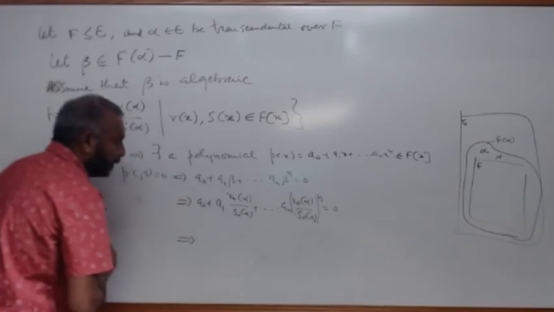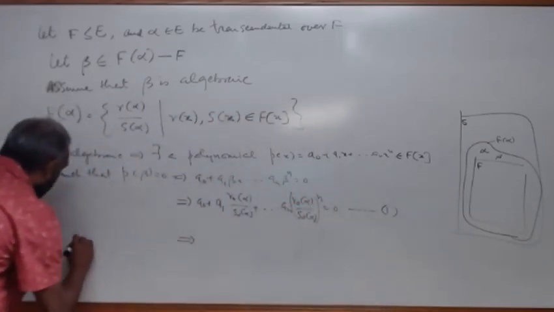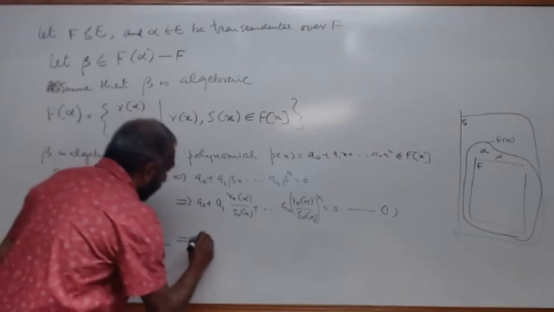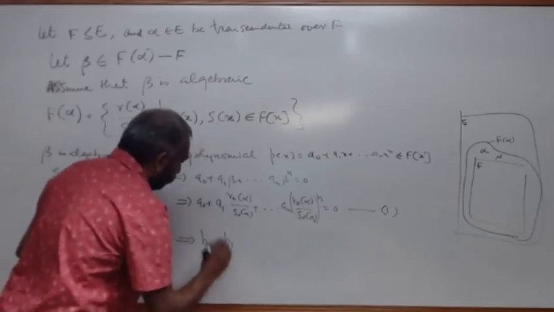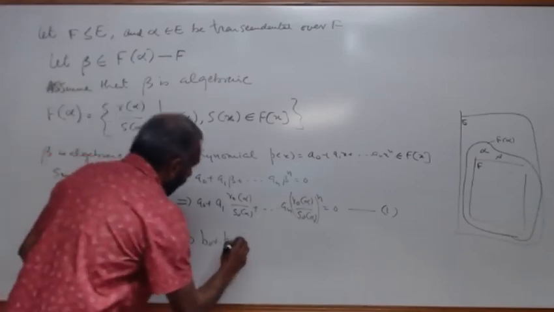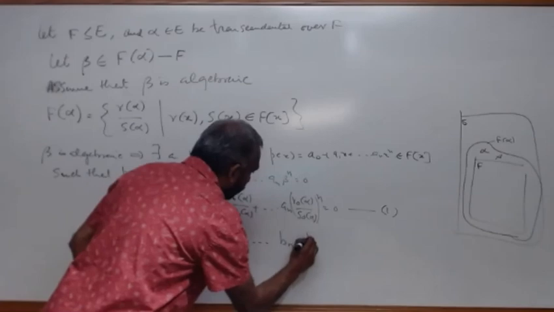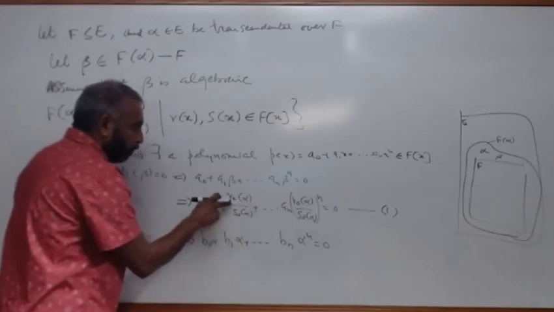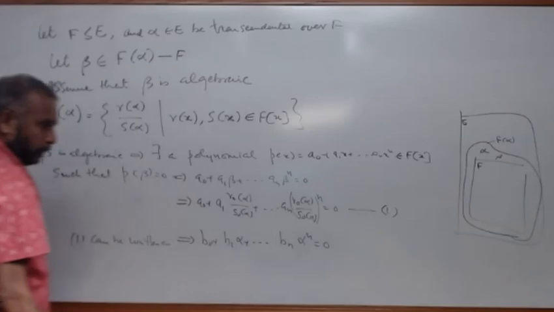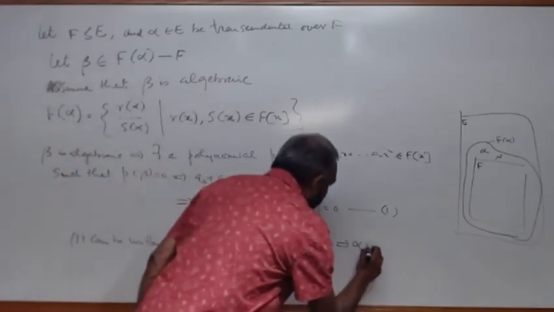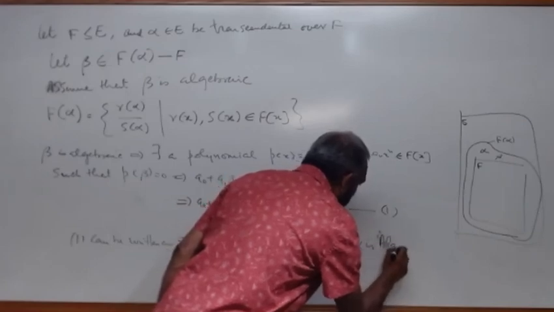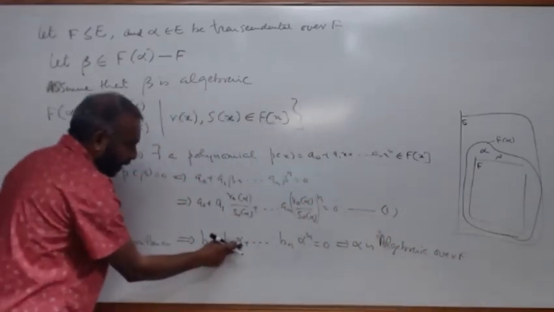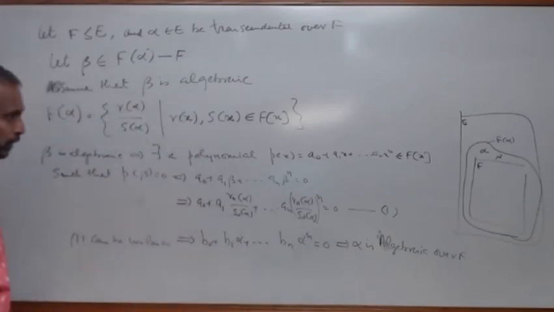This can be written as b0 plus b1 alpha plus dash dash bn alpha to the power of n is equal to 0, because these are all finite elements in F. This implies alpha is algebraic over F, because we found a polynomial in alpha that has a value 0. This is a contradiction.